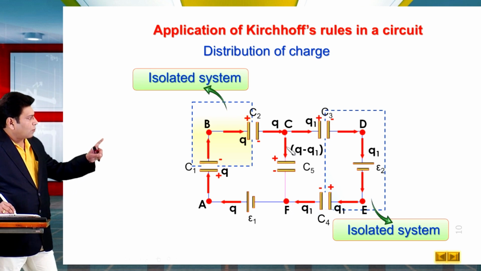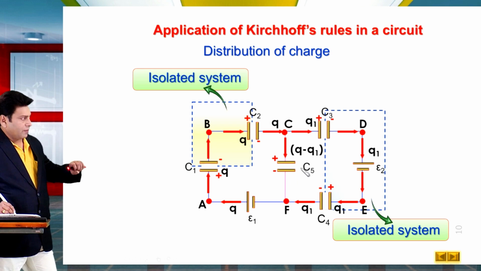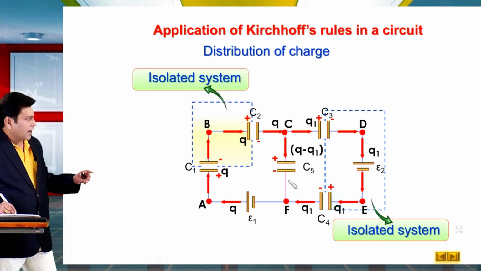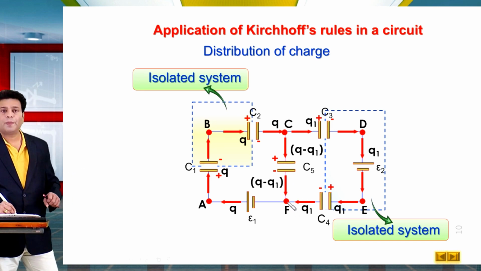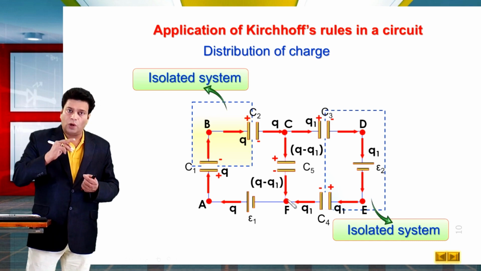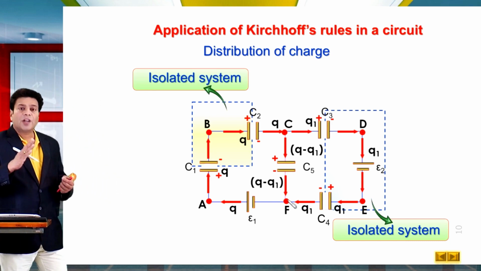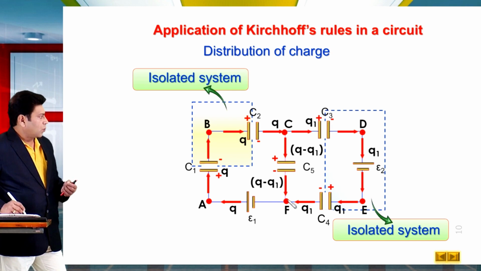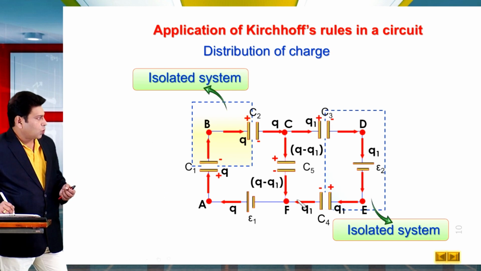And similarly, observe the upper capacitor C5. Charge is flowing in this direction. This is the negative plate and this charge is Q minus Q1. That means Q minus Q1 charge will flow in the downward direction and reach junction F. Now you can verify here the junction rule at F. Incoming charge should be equal to outgoing charge. So here we can observe this incoming charge is Q1 plus Q minus Q1.